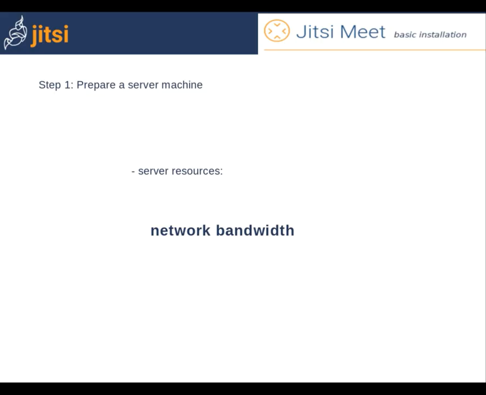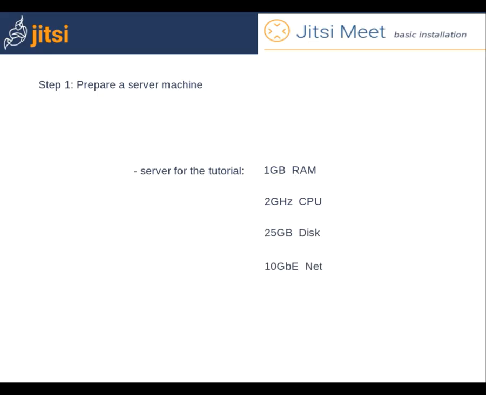But no matter where you want to install it, keep in mind that the most important server resource is the network bandwidth. In this tutorial, we'll use a cloud VPS with 1 GB of RAM, 1 CPU with 2 GHz, 25 GB of disk space, and network of 10 Gigabit Ethernet. Of course, the end user's experience in a particular conference will also depend on the bandwidth of all the participants, but we have to make sure that on the server's end, the bandwidth is as good as possible.